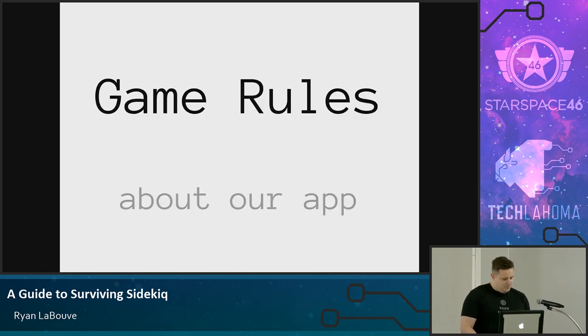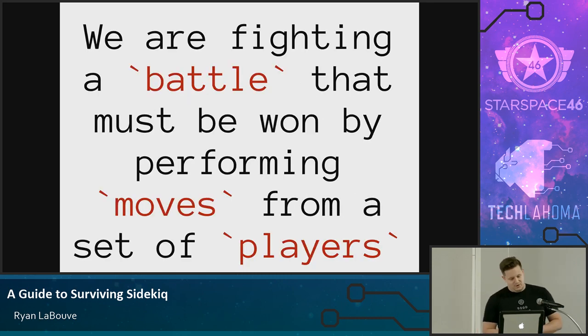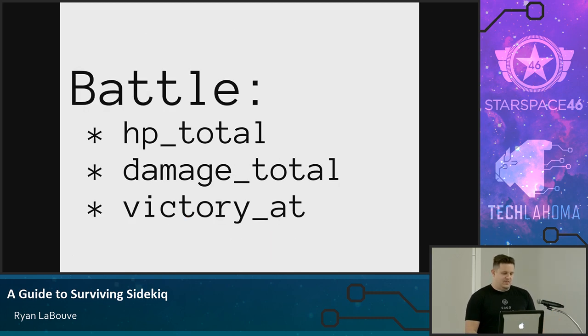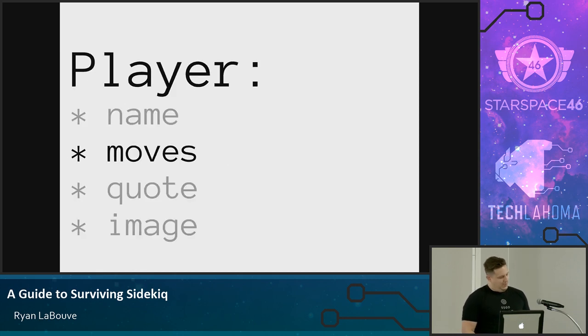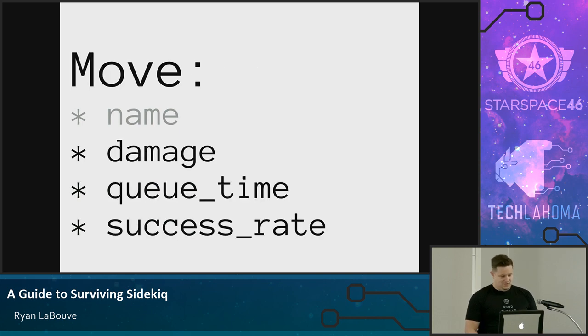Just some game rules. To keep things realistic, we're going to be fighting a battle that must be won by performing moves from a set of players. A battle has HP and a damage total, and when we win, we'll set a timestamp for the victory. Damage is additive, so we're not going to deal with any dumb math. We're just adding to the damage, and once it's greater than the HP, we win. A player has things, most interestingly moves, which each have a damage, a queue time, and a success rate.